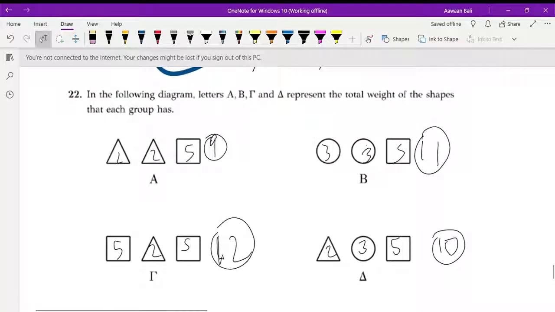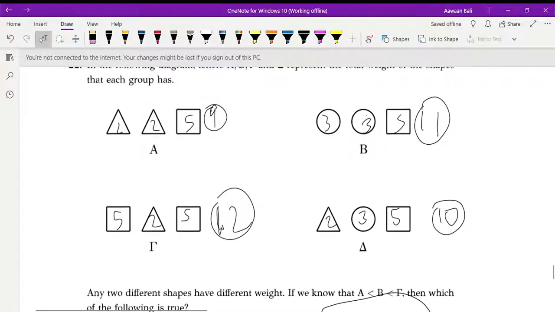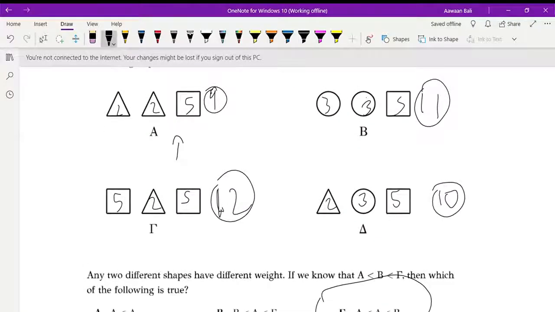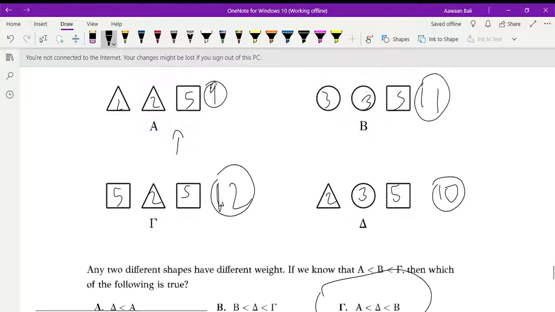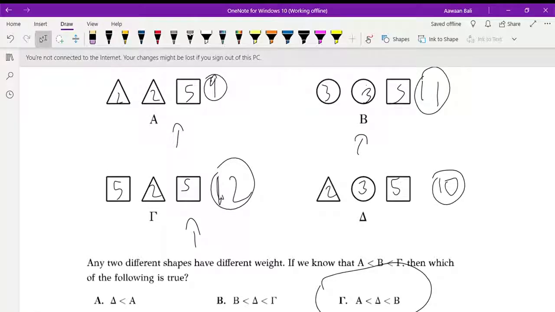B, basically. In the following diagram, the letters alpha, beta, gamma, and delta represent the total weight of the shapes that each group has. So these are all the groups. Now, any two different shapes have a different weight. If we know that alpha is less than beta and beta is less than gamma, then which of the following is true? So we're correlating this fact with the value of delta.